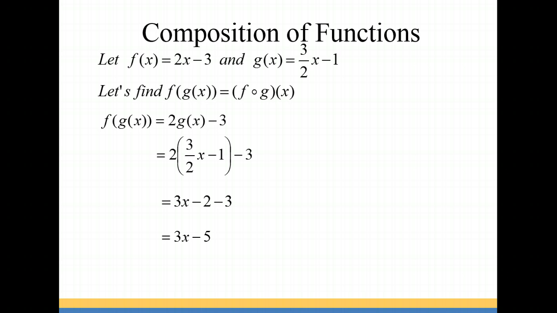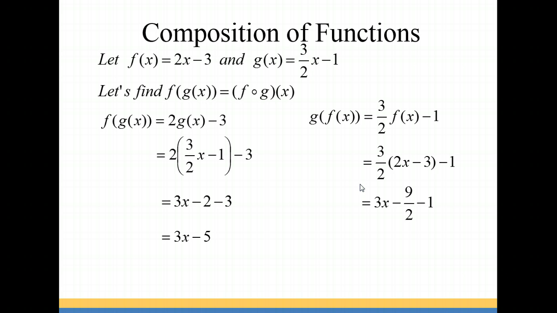Next, we're going to work it in the opposite order. We're going to put the f function inside the g function. So in this case, we're going to take 2x minus 3 and put it in for x in the g function. So you have 3/2 times 2x minus 3 minus 1. And again, we're going to simplify. So distributing the 3/2 to the 2x, we get 3x. And distributing it to the negative 3, we get negative 9/2. And then we're going to subtract the 1. So we have 3x minus 11/2.